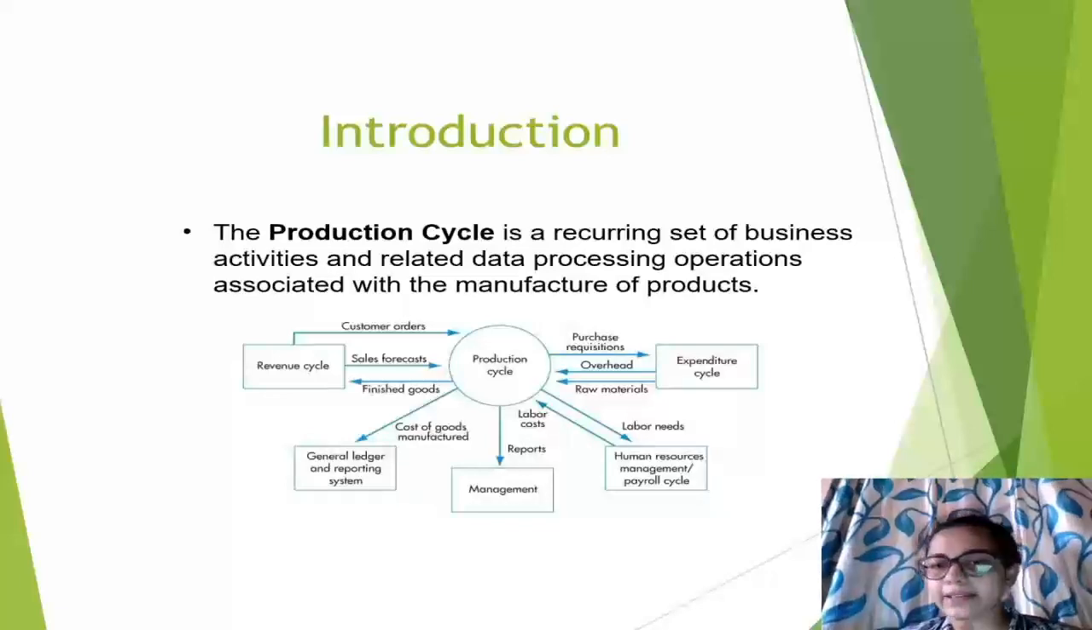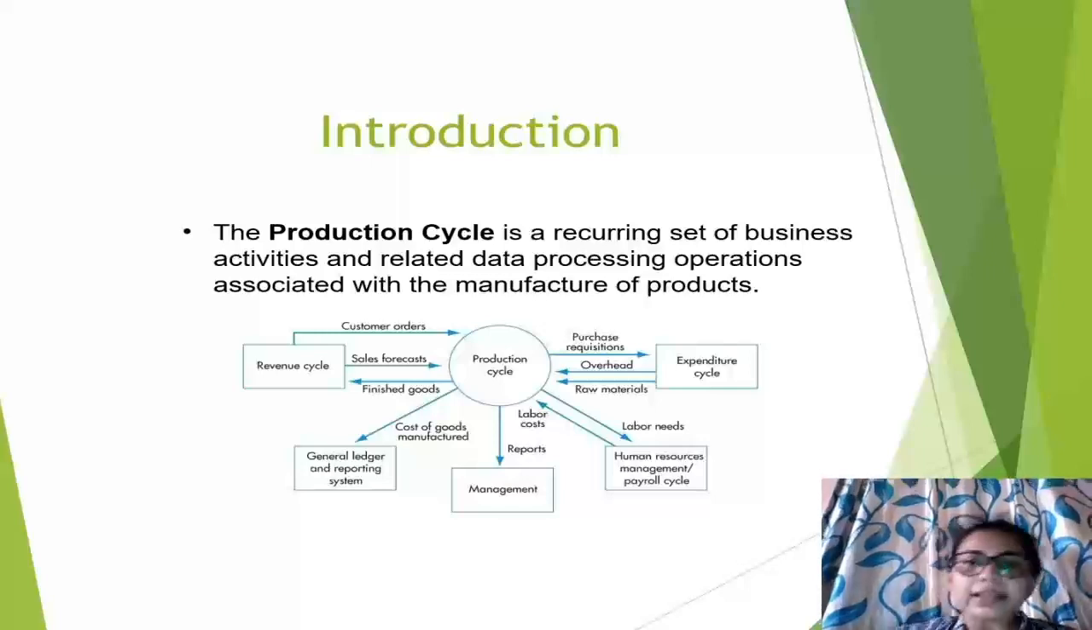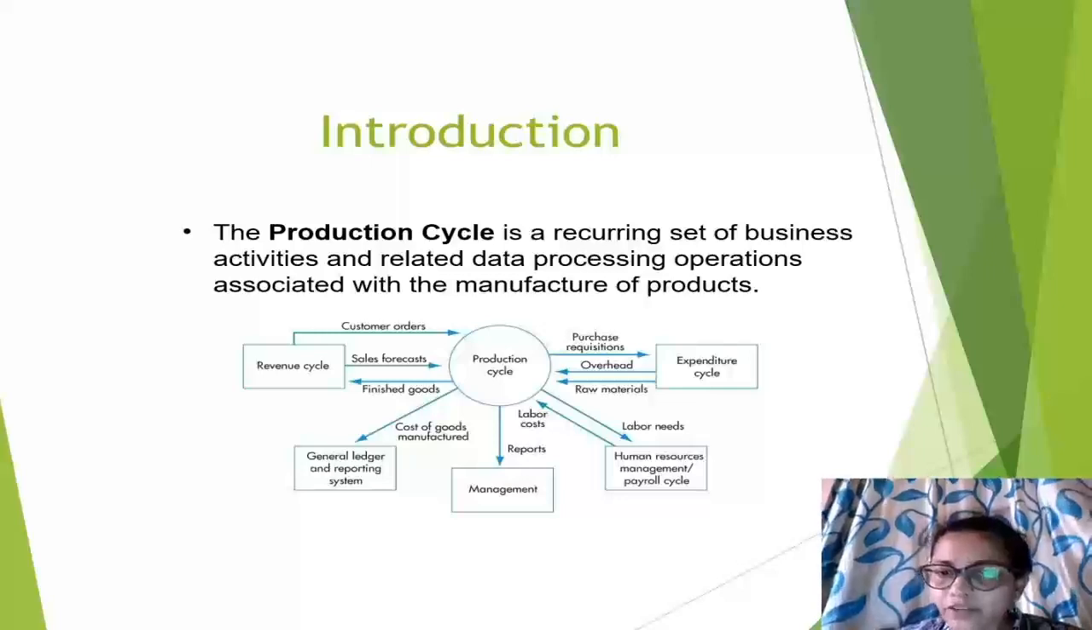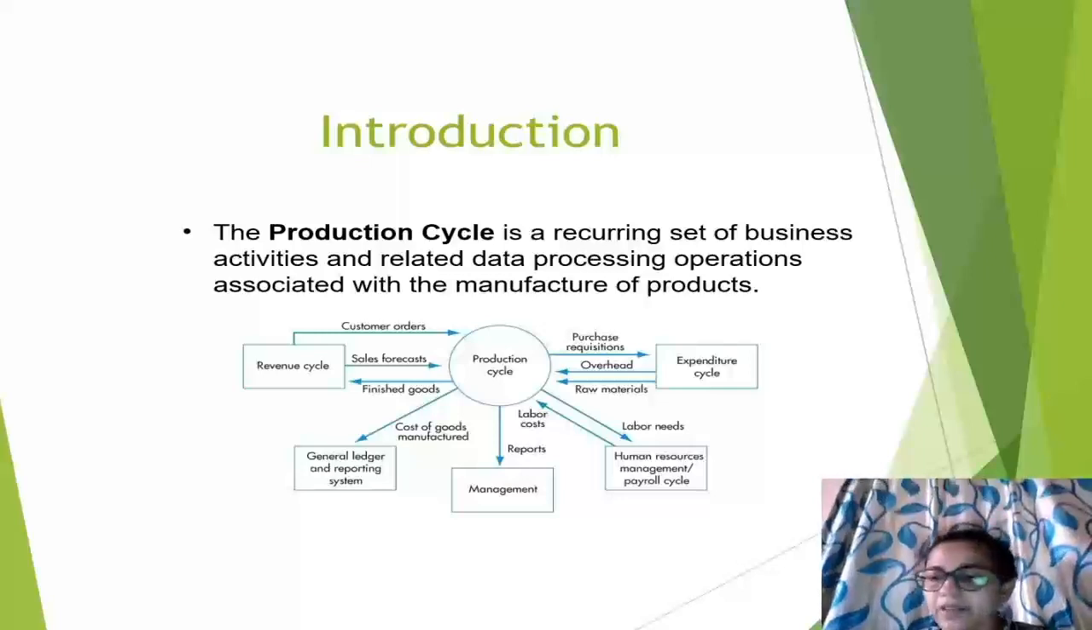So the production cycle is a recurring set of business activities and related data processing operations associated with the manufacture of products. Here you can see in the production cycle the expenditure cycle and revenue cycle. Why expenditure? Because we make the purchase requisition. We need the raw material. When a manufacturing sector produces the final product, they require the raw material. After this, the raw material goes to the process, like machinery, then other machinery in a design cut where the shape is coming, then the final product is coming, then it goes to packaging and going to the customer.